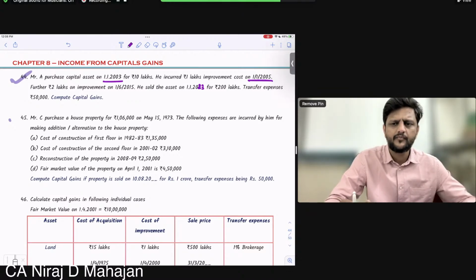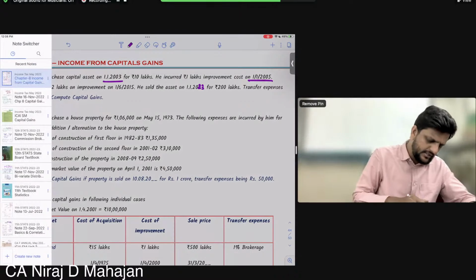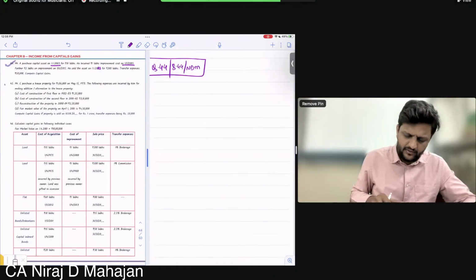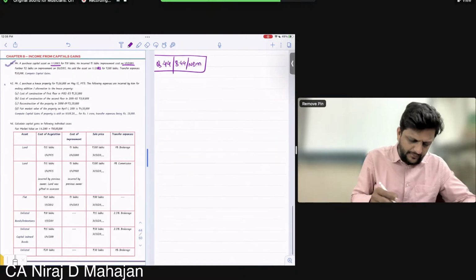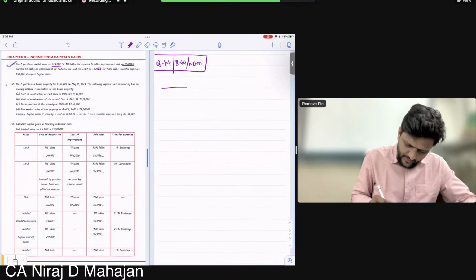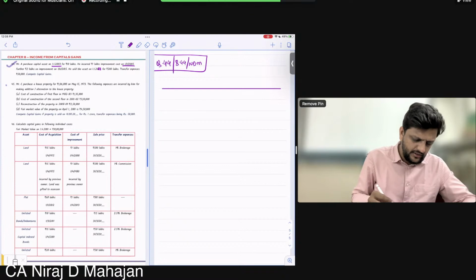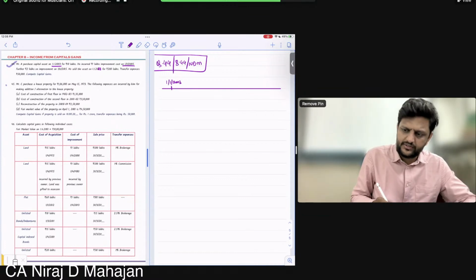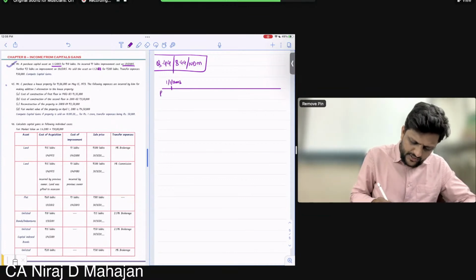Chalega? Alright. Ready everybody? See, whenever in doubt, always simply, bacho, just prepare a simple timeline. But again, this is for your understanding, okay? Timeline means what happened as per the dates. First date, bacho, 1/1/2003. Purchase capital asset, how much?